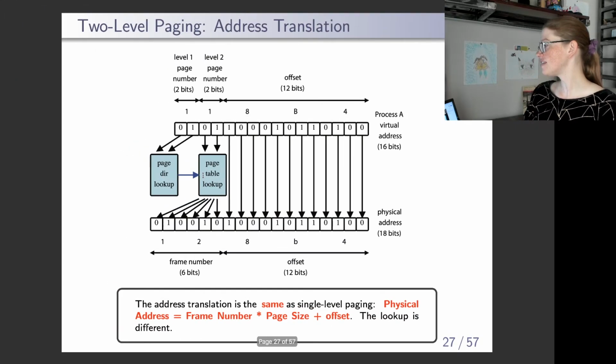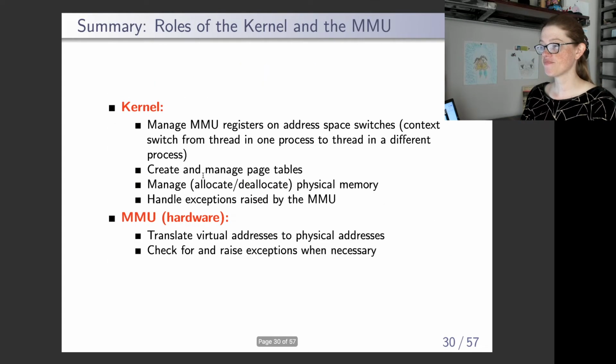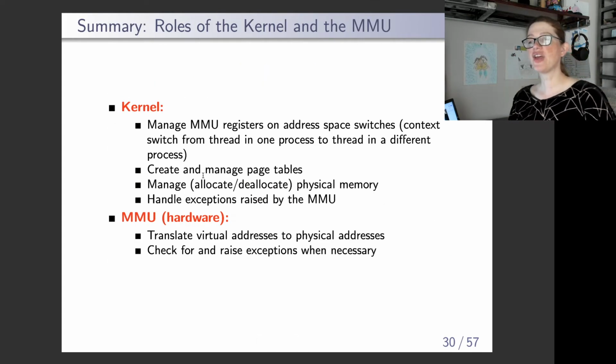Going back to our main notes here, we ended last class looking at a summary of the roles of the kernel and the MMU. Just to reiterate, the MMU, the hardware, is only responsible for doing the actual address translations and raising exceptions. It doesn't do anything else like management of its registers. It's not going to handle exceptions. It simply raises the exceptions and performs the translations. It's the kernel's responsibility to do everything else.